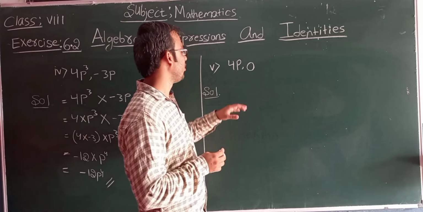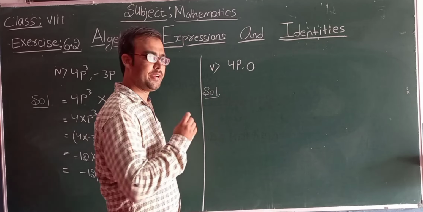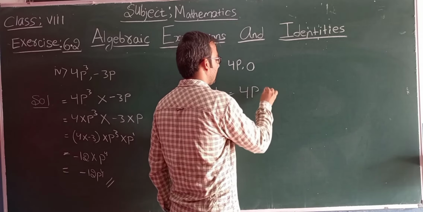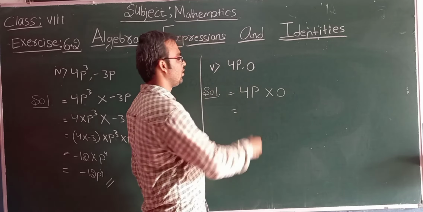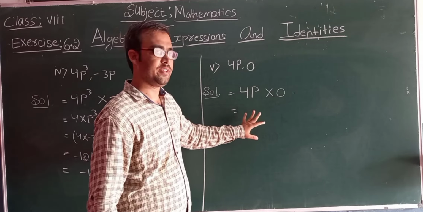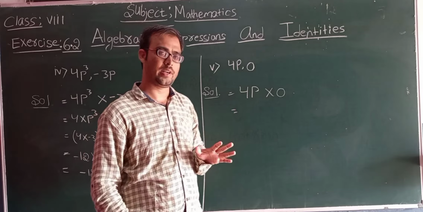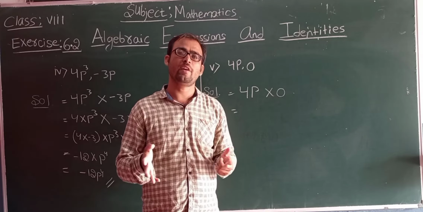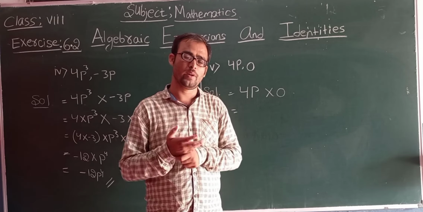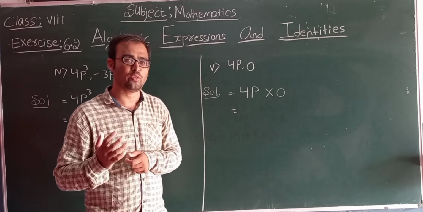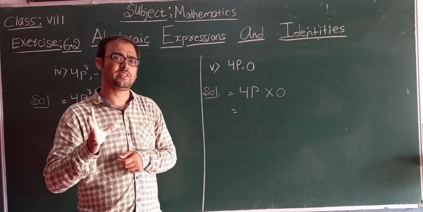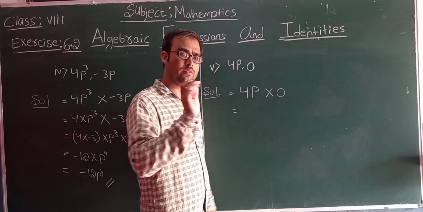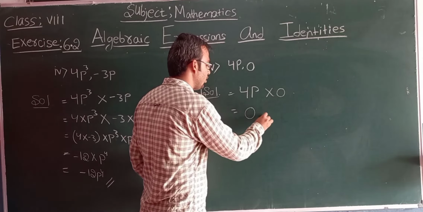Now come to the next problem. Here we need to find the product of 4P and 0. So first write it like this. Students, there is no need of expanding and solving, you can write it directly. I think you know that. When we multiply any number or any value, whether it is positive or negative, with 0, then we get the answer as 0 only.